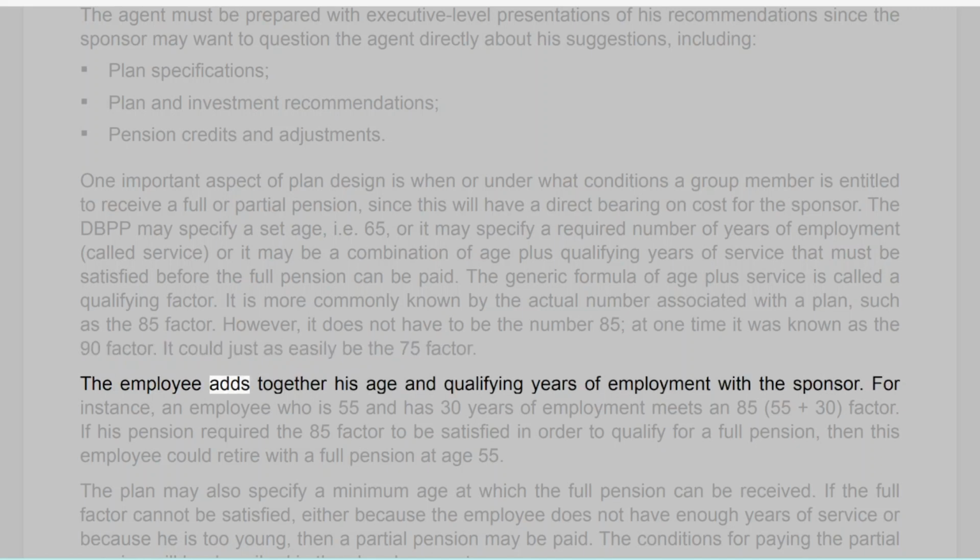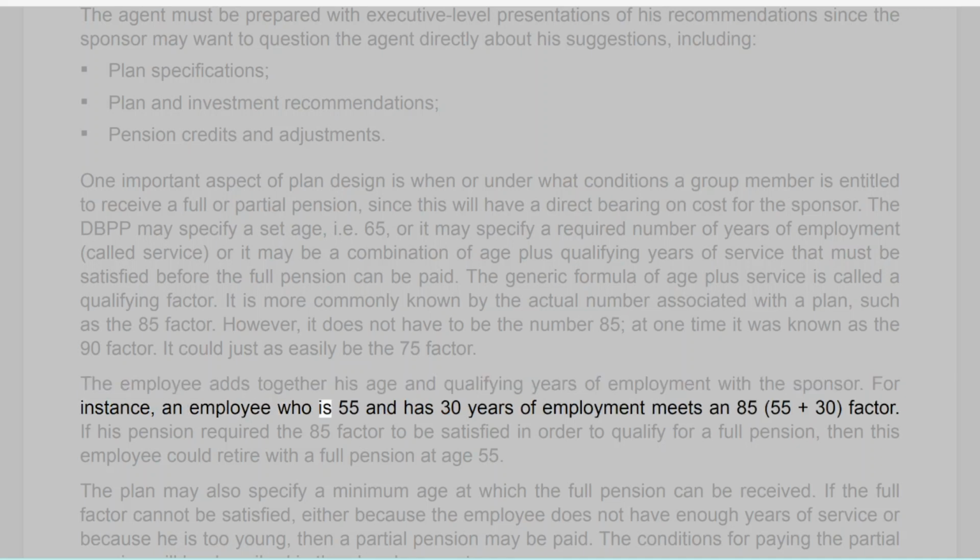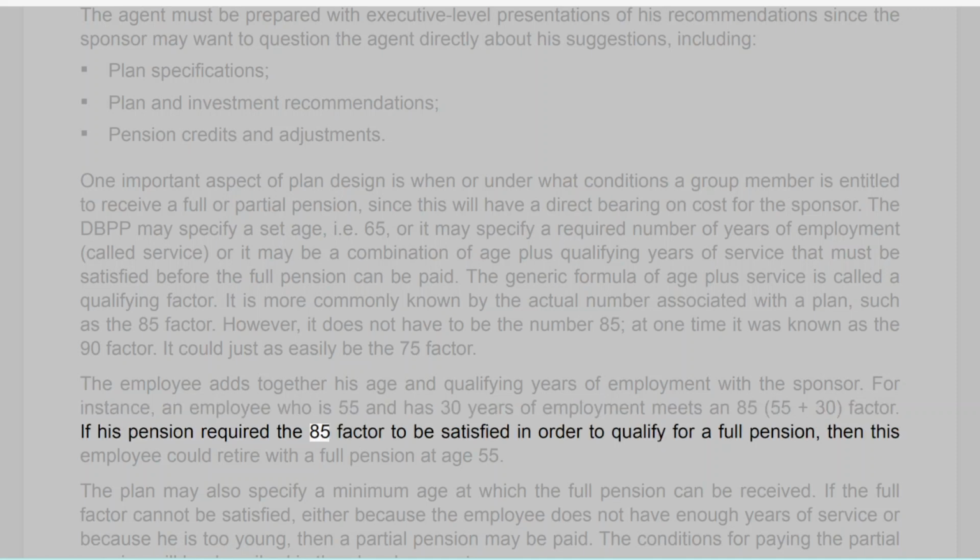The employee adds together his age and qualifying years of employment with the sponsor. For instance, an employee who is 55 and has 30 years of employment meets an 85 factor, 55 plus 30. If his pension required the 85 factor to be satisfied in order to qualify for a full pension, then this employee could retire with a full pension at age 55.